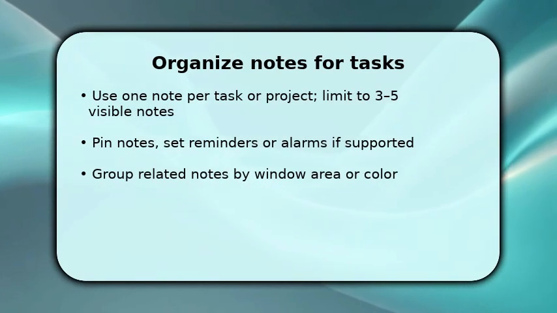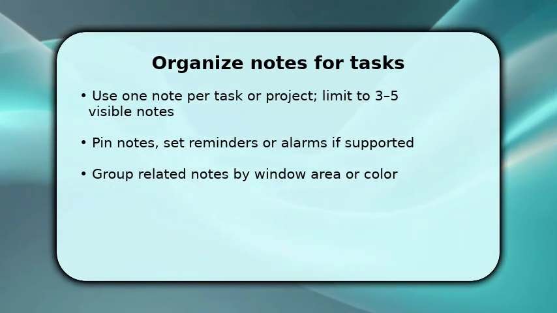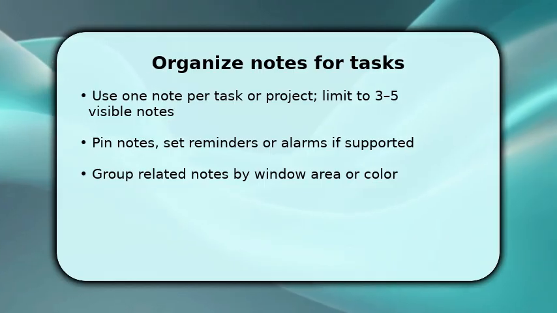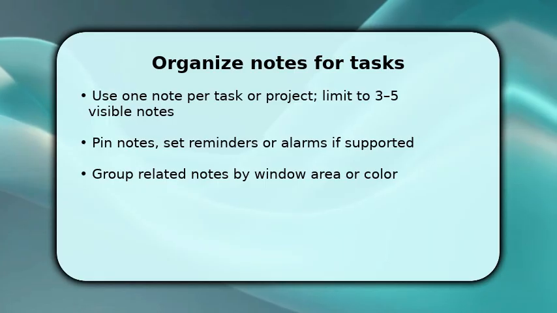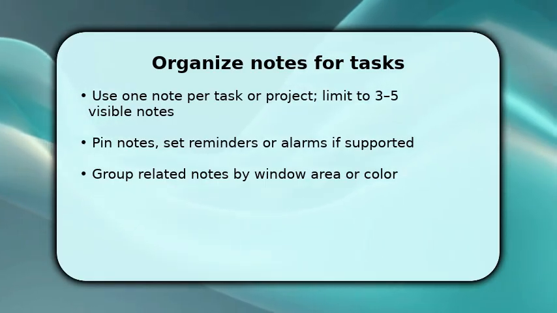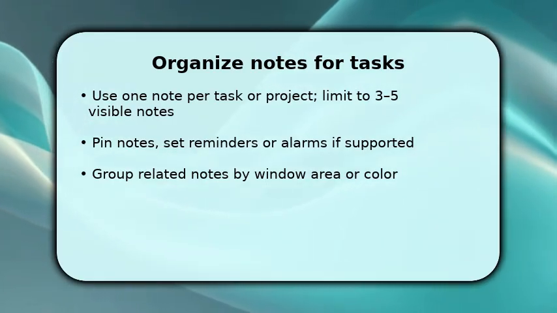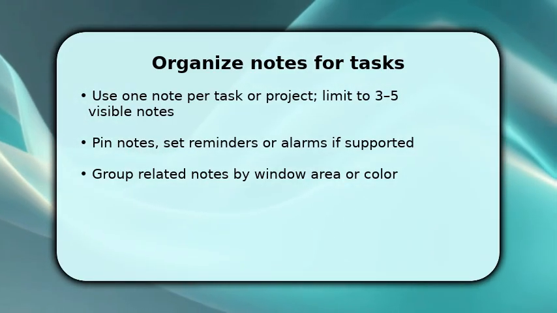Next, organize your notes by task so they function like tiny Kanban cards. You should use one note per item and keep only 3 to 5 visible at once to avoid overwhelm. Once done, pin essential notes to stay on top and add reminders or alarms where the app allows.